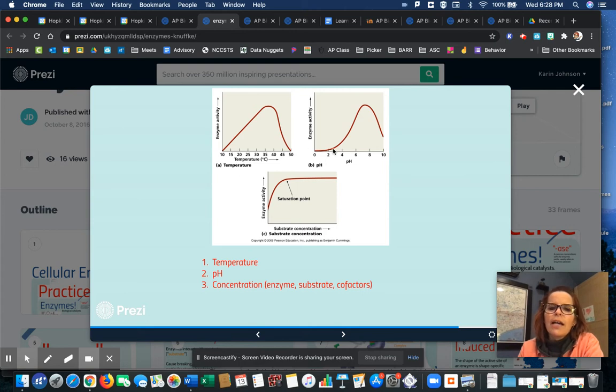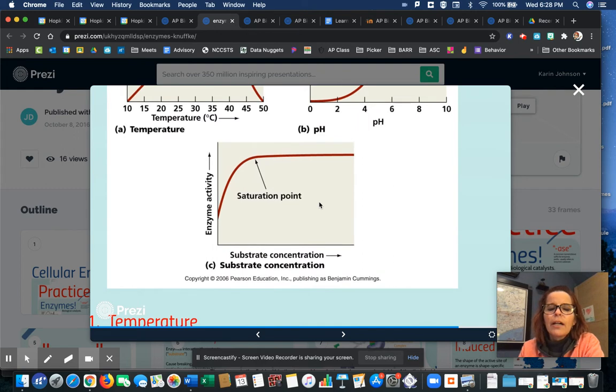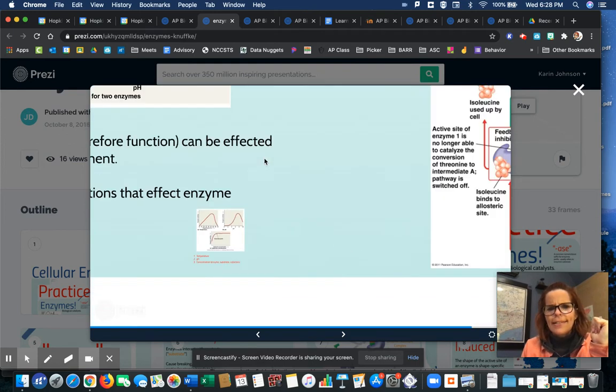Last thing, same idea. So these are the same types of graphs here. The one that we didn't talk about, I'll make it a little bit bigger, is another environmental impact: how many substrates there are. So as the substrates increase, so does enzyme activity. They have more and more that they can work on. There is a point, however, called the saturation point, where you have so many substrates and not enough enzymes that we can't go any faster. The enzymes can only go so fast. And so then it levels off. It doesn't increase anymore. All right, I think that's it for enzyme.